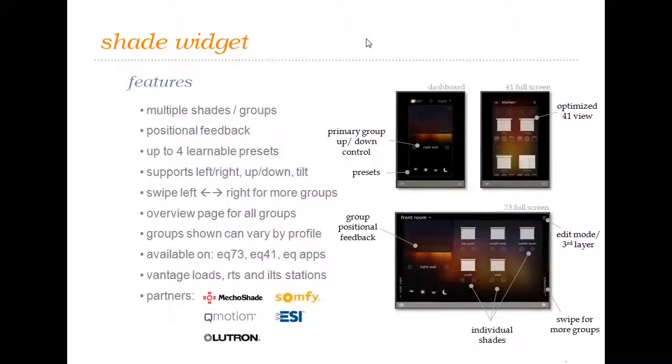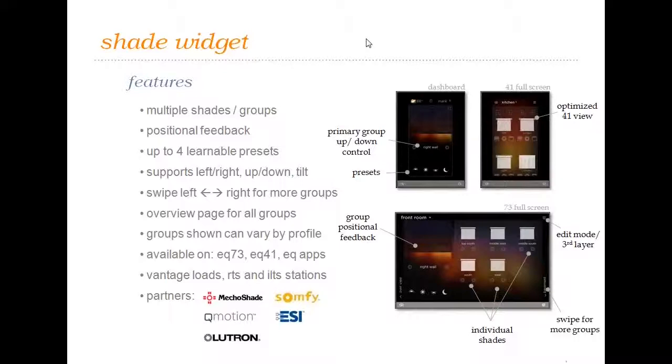You'll notice at the top left graphic that the dashboard controls the group. Now that could be a group of 1 shade, it could be a group of 20 shades, individual shades, it doesn't matter. And for individual shade control, you enter the second level or full screen view. So you'll notice that at those top set of graphics, the left-hand side, we're looking at the dashboard view with its presets and primary up and down control. Then by going into the second level, you can see the 4.1 full screen now gives you discrete individual shade motor control for that particular group.